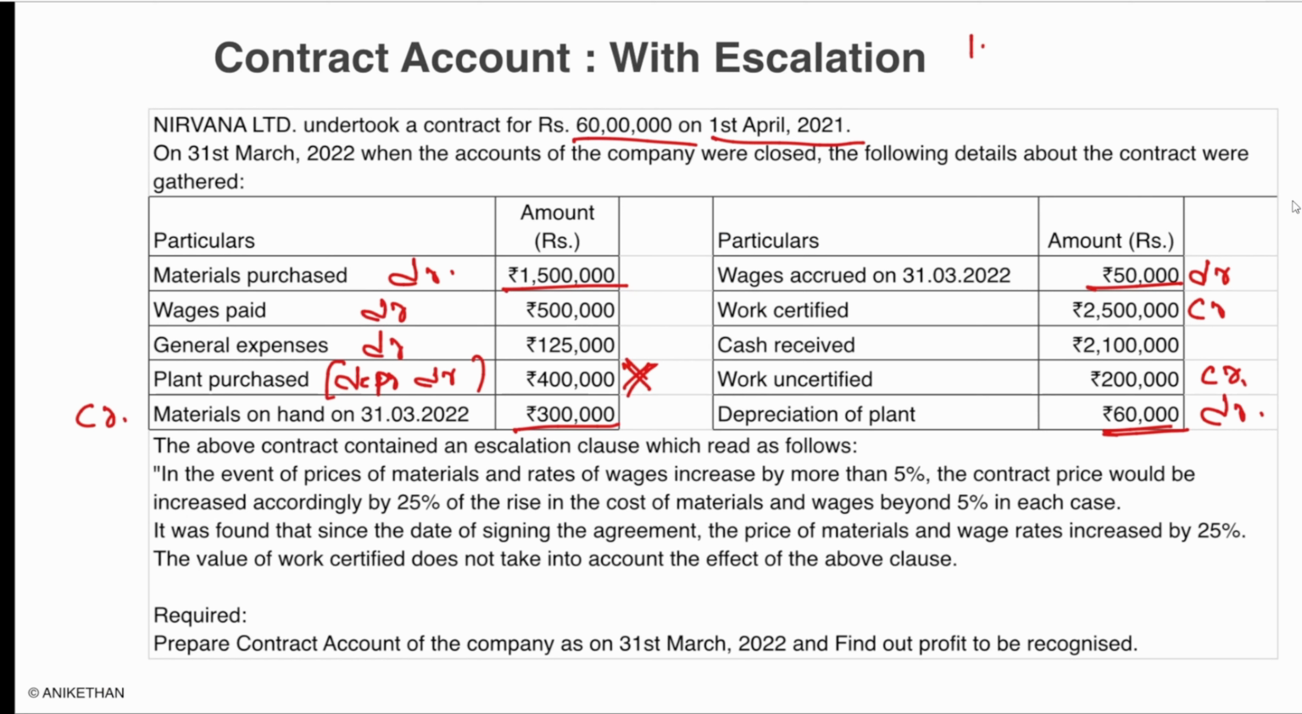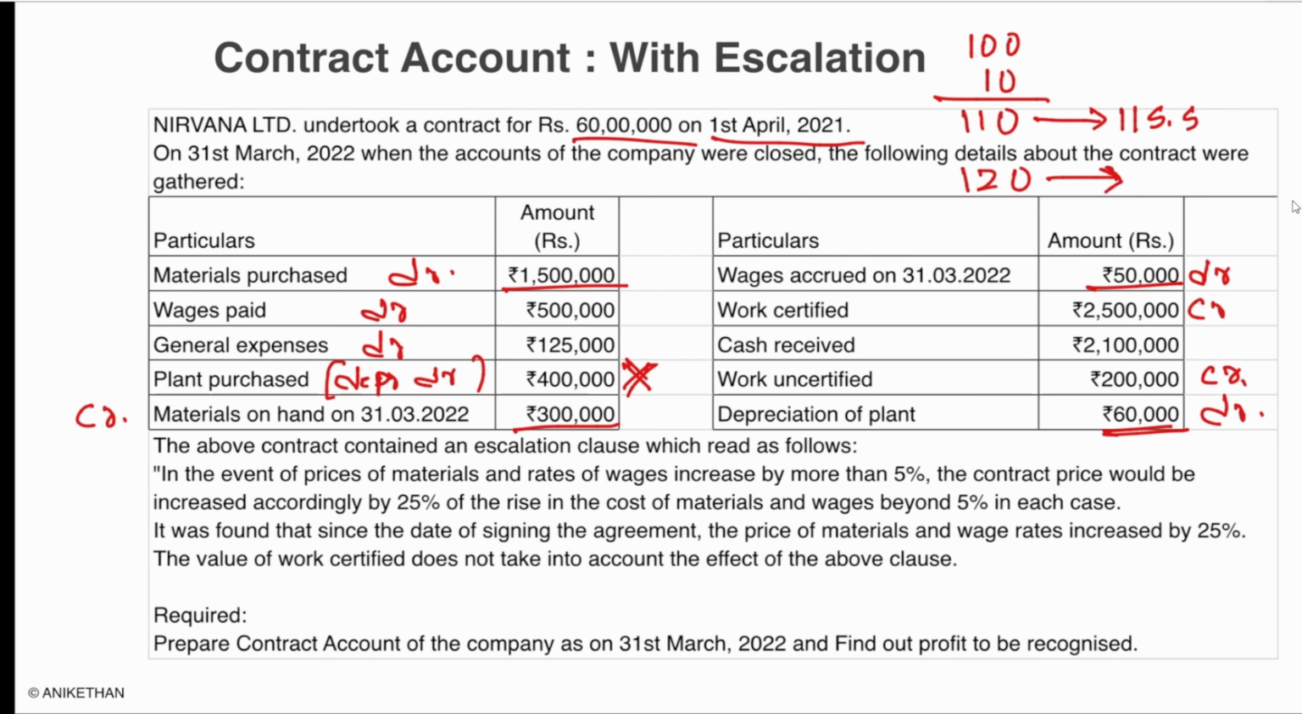Let us, for example, take material as 100 and wages as 10. So total is 110. What are they saying? If through the contract this increases by greater than 5% of 110, which means it becomes 115.5, then the escalation will come into the picture. So that is the first point. How much escalation will be paid? In the same example, let's assume the material plus wages cumulatively became 120.